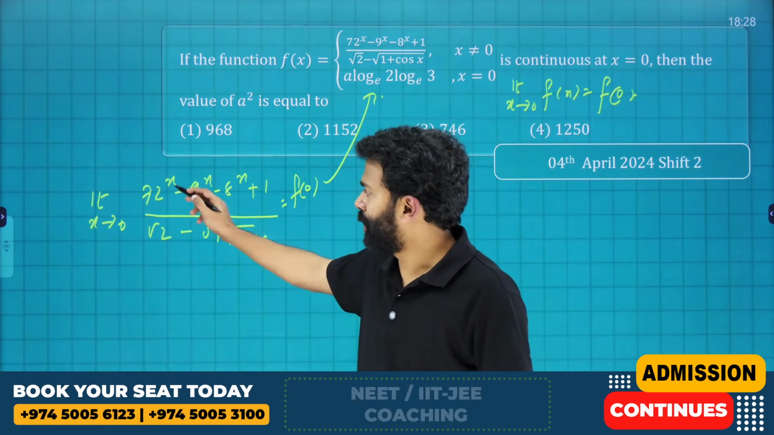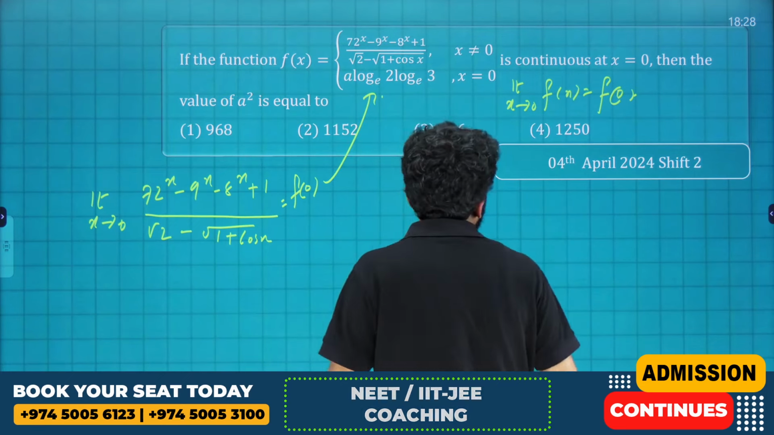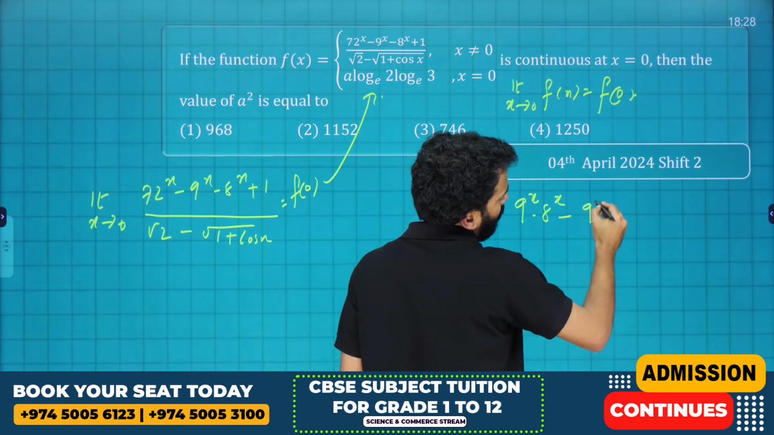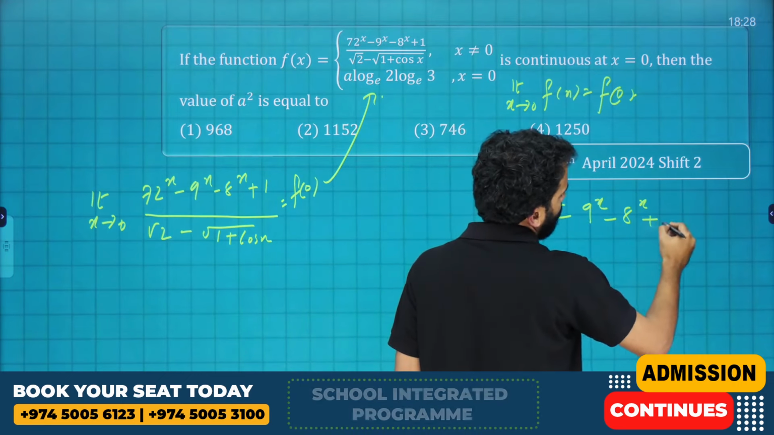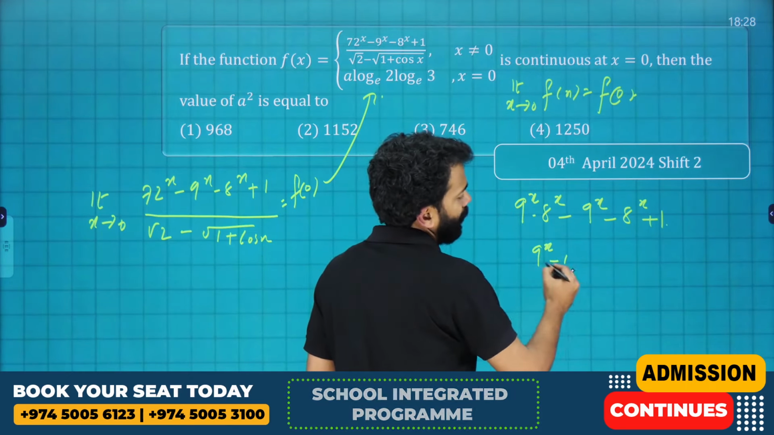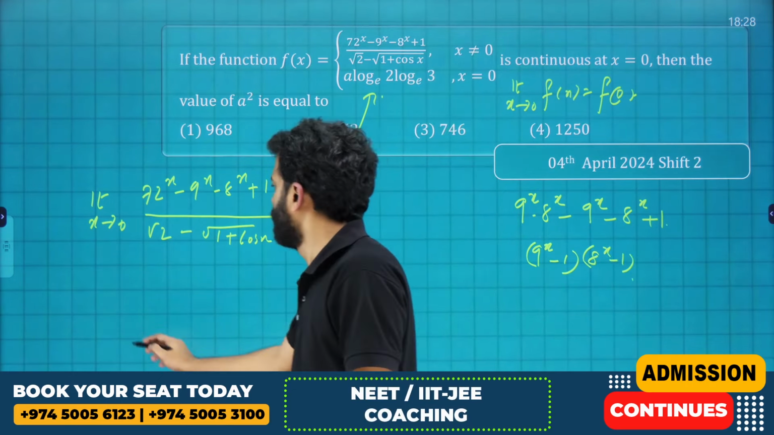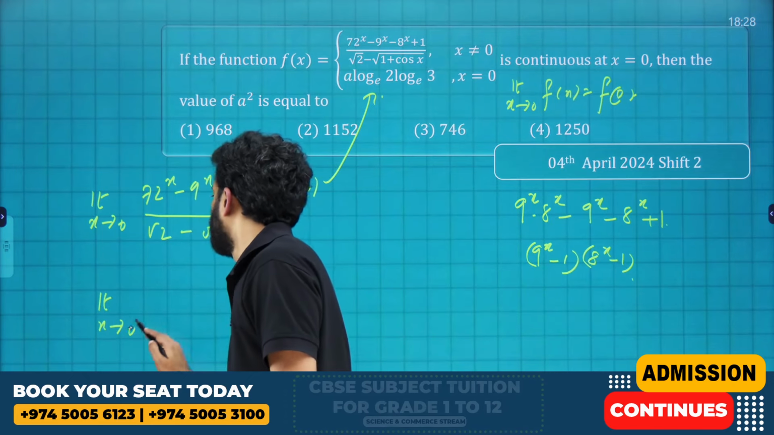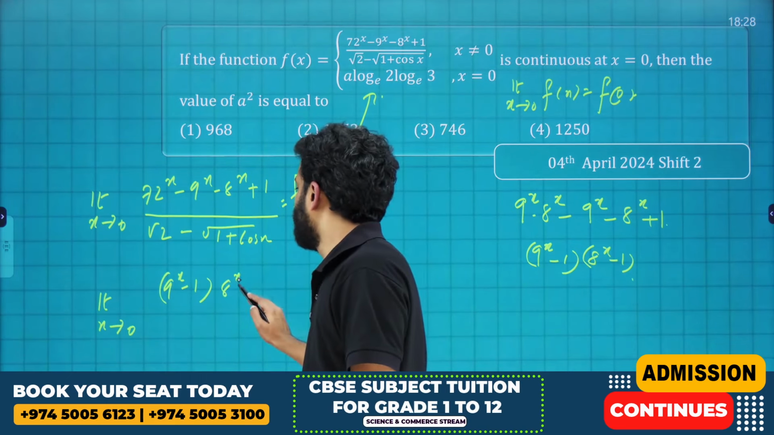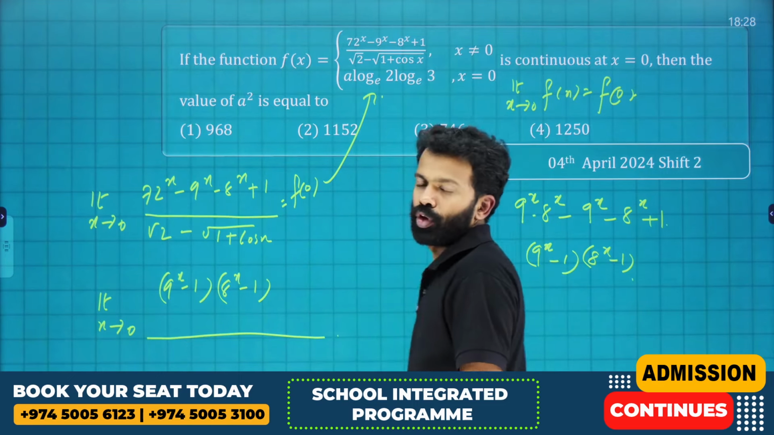Okay, let's go for 72 raised to x here. That can be written as 9 raised to x into 8 raised to x, right? Which are the terms which is given here. Therefore, 72 raised to x can be written as 9 raised to x into 8 raised to x minus 9 raised to x minus 8 raised to x plus 1. Okay, and if you factorize it, it will be 9 raised to x minus 1 into 8 raised to x minus 1. Okay, and we can write it like limit x tends to 0, 9 raised to x minus 1 into 8 raised to x minus 1, whole divided by root 2 minus root of 1 plus cos x.